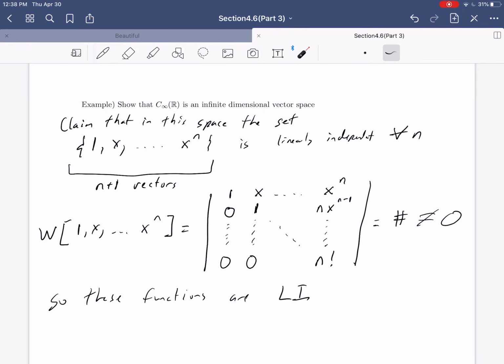All right, that's going to finish up our discussion of bases. In the next video, we're going to talk about how you represent elements in a vector space in terms of a particular basis.